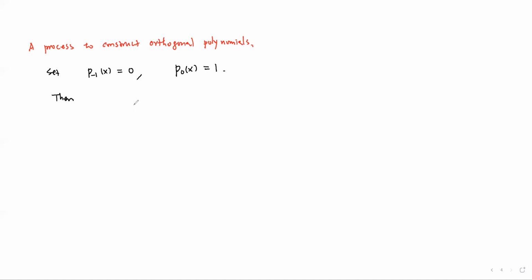The formula is here. Pn is equal to x, the variable, minus An, a constant, times Pn minus 1, the orthogonal polynomial of degree n minus 1, minus Bn, a constant, times Pn minus 2, not minus 1. Where n is greater than or equal to 1.